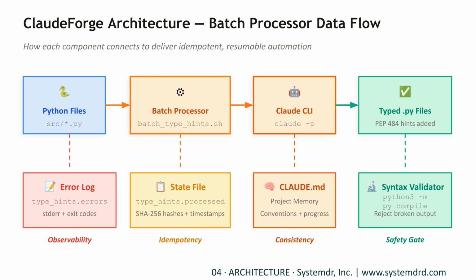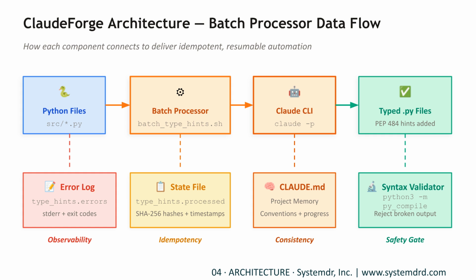The state file stores SHA-256 hashes of every processed file, enabling idempotency. If you have already seen this exact file, skip it with 0 tokens consumed. CLAUDE.md is read by Claude at the start of every session. It carries your project conventions, the Python version you are targeting, and which type hint style to use. The syntax validator intercepts broken output before it can corrupt your codebase. The error log captures stderr from every failed Claude invocation, so you can diagnose failures without stopping the batch.